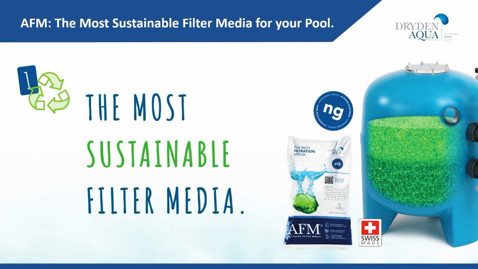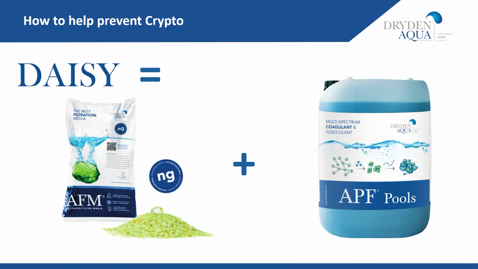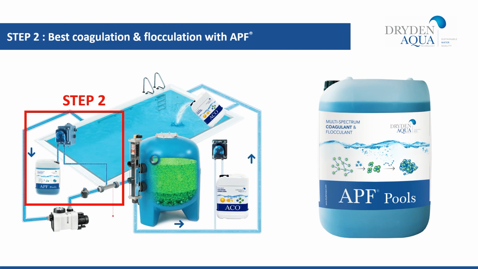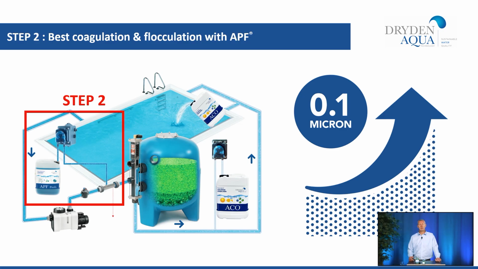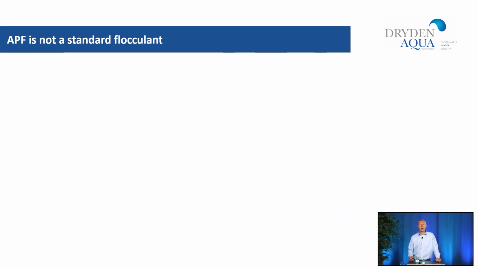So AFM, the most sustainable filter media for your pool. With AFM and APF, our coagulant flocculant, this is now what we call DAISY, the Dryden Aqua Integrated System. So this is the second step of the system. Once you've employed APF with AFM to make a DAISY, we improve the filtration further by a factor of 10, and we can achieve 95% particle removal down to 0.1 micron.